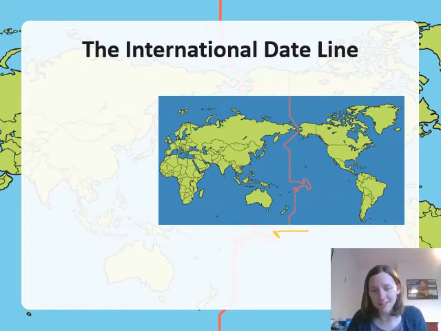But you can still get some pretty cool things that happen with it. For example, if you get a flight that goes from Australia to California, you can arrive before your plane's taken off.